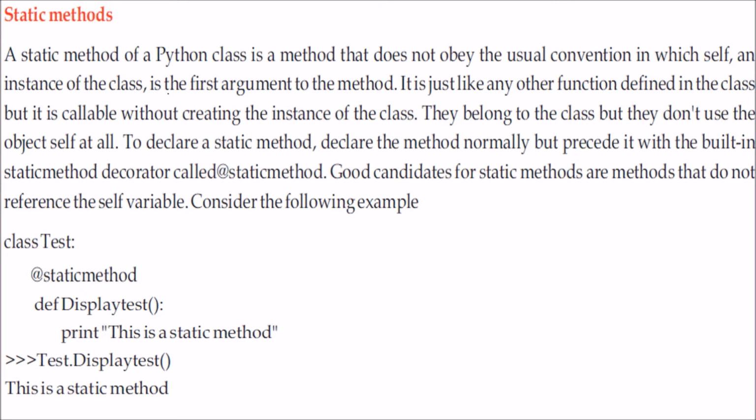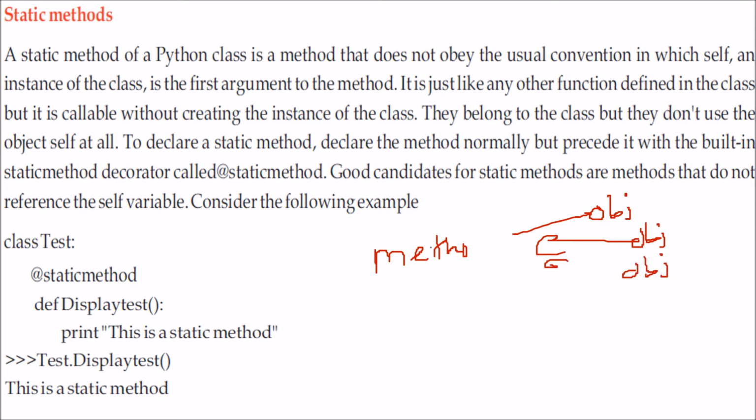Static methods. What are these static methods? A method which you want every object to work with. All objects will see this method. So a static method of a Python class is a method that does not obey the usual convention in which self, an instance of the class, is the first argument of the method.